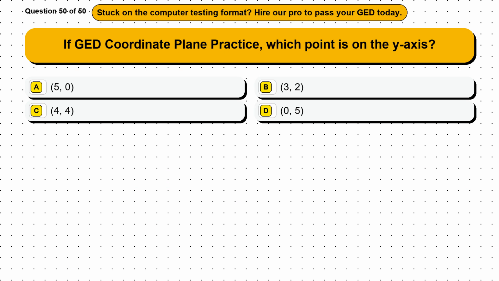Question 50. If GED Coordinate Plane Practice, which point is on the y-axis? Option A, 5, 0. Option B, 3, 2. Option C, 4, 4. Option D, 0, 5.